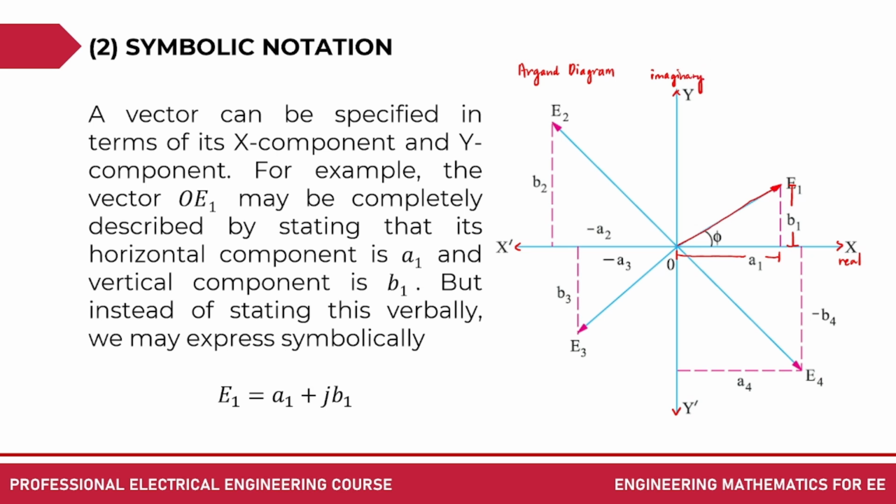Now, let's continue. For example, the vector OE1 may be completely described by stating that its horizontal component is A sub 1 and vertical component is B sub 1. But instead of stating this verbally, we may express it symbolically by what? A1 plus jB sub 1. You may notice that A sub 1 here is the real component and B sub 1 here is the imaginary component. Okay? And maybe you're thinking, sir, why is it imaginary and you use j?